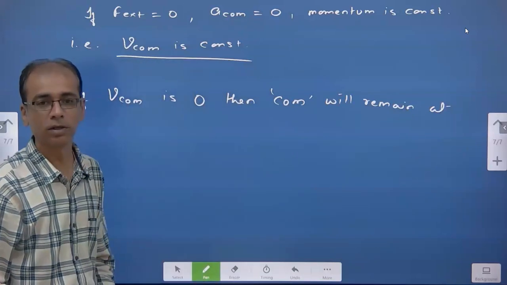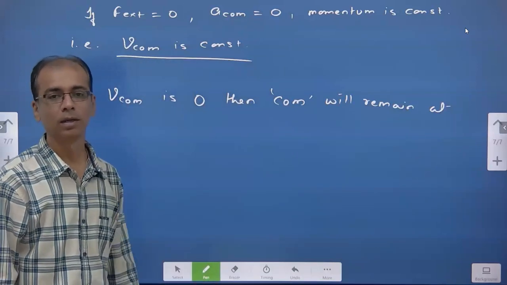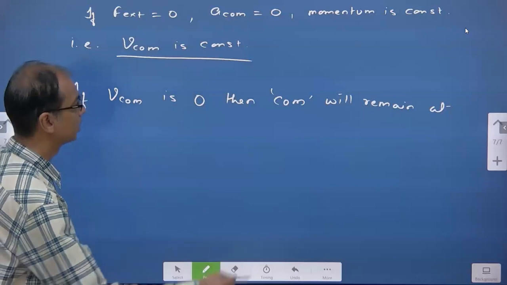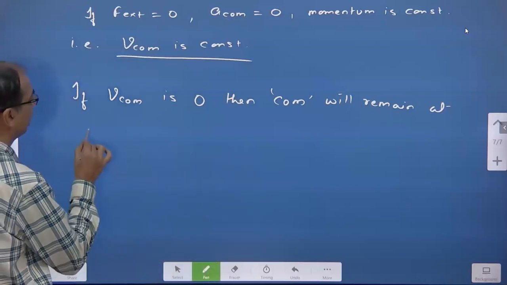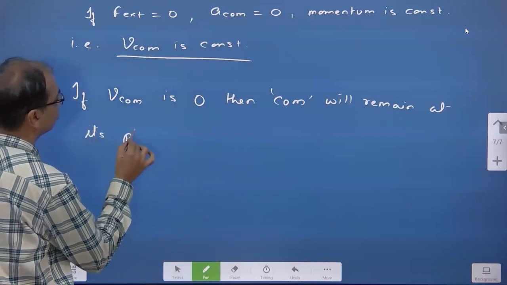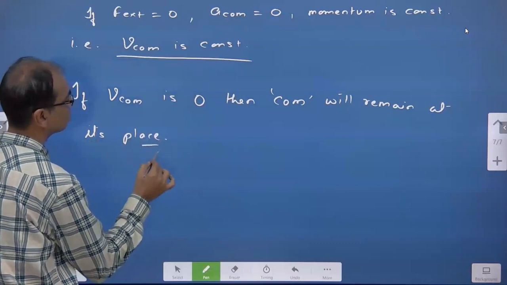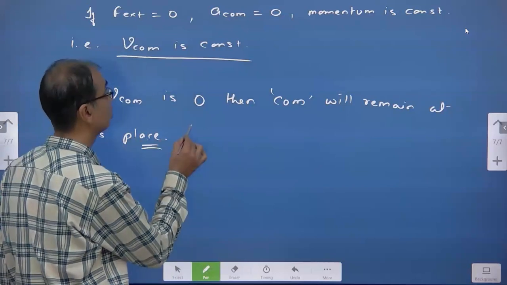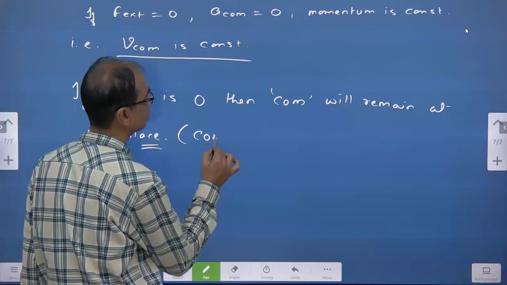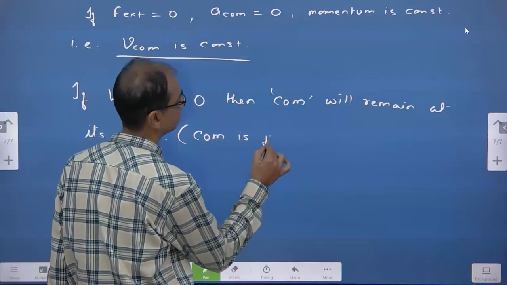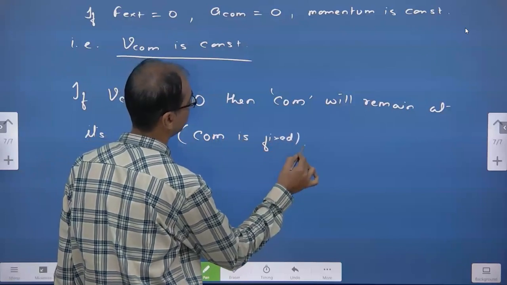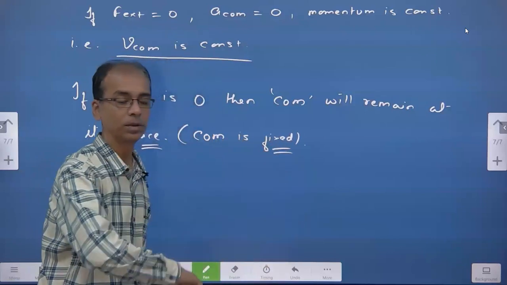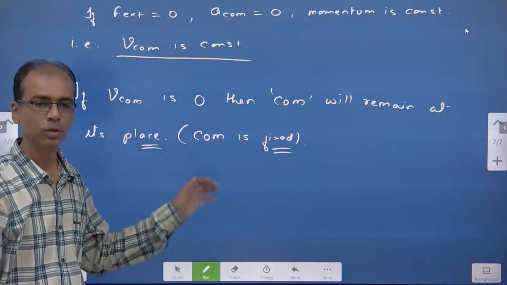Because velocity of center of mass is 0 means what? It will remain at its place. COM will remain at its place. It will not move. COM is fixed. Now this is a different concept, and on this one there will be different types of questions. Note it.